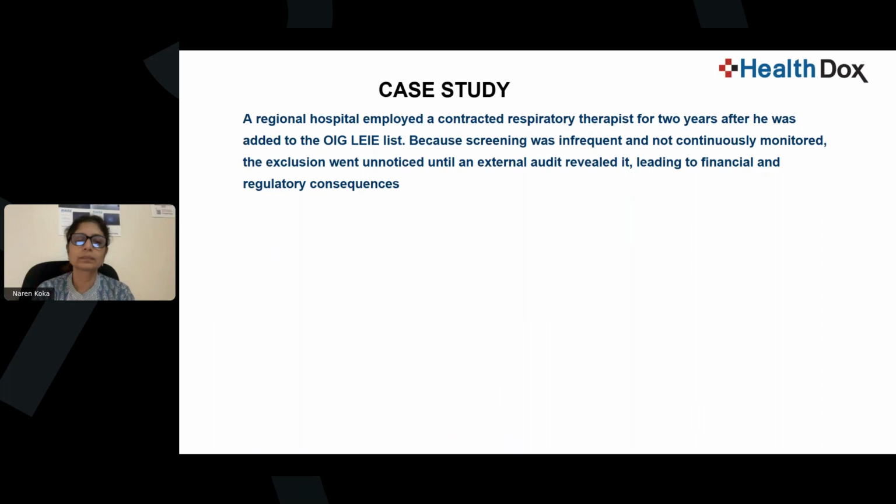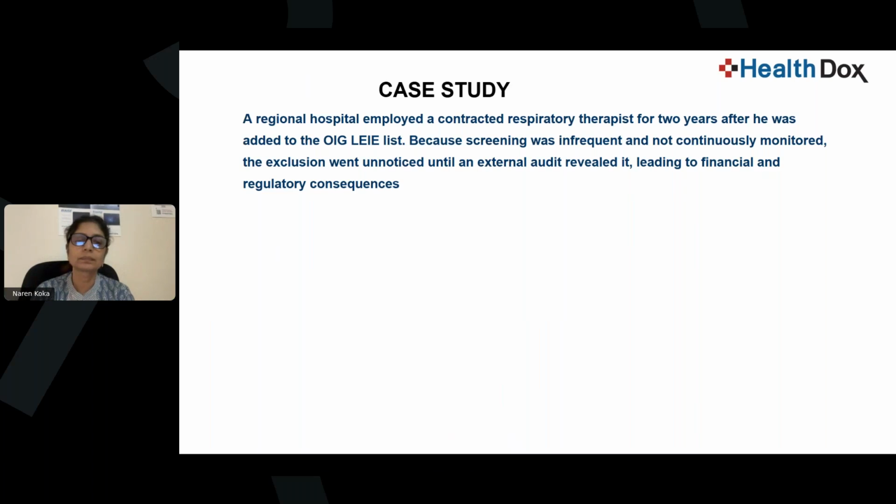So the challenge was that it was mainly a manual process, and the screening happened only during the initial stages, with no continuous monitoring. So the result of adopting a new automated process was immediate detection. It helps with immediate detection and rapid remediation, so that it makes for stronger internal controls.